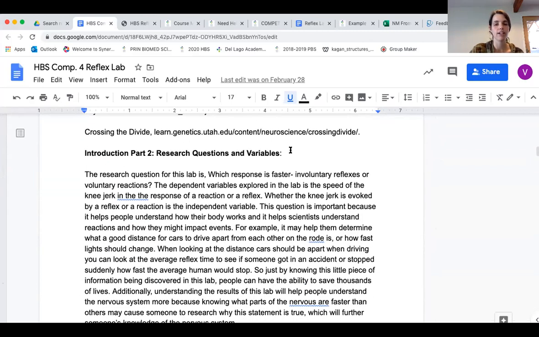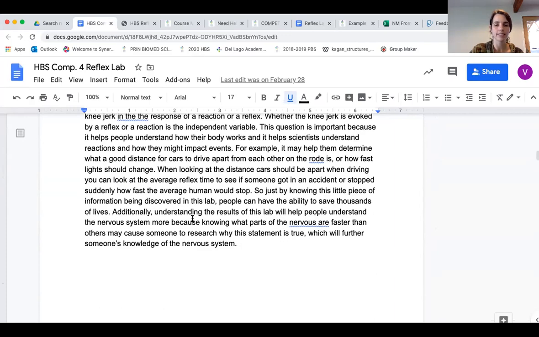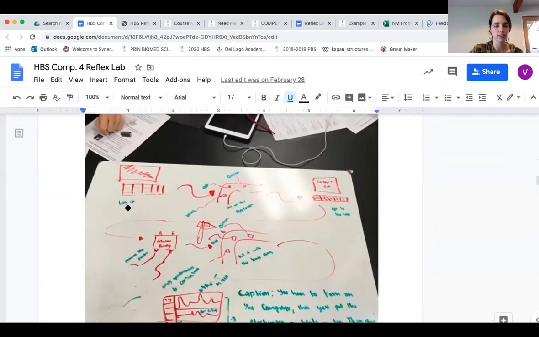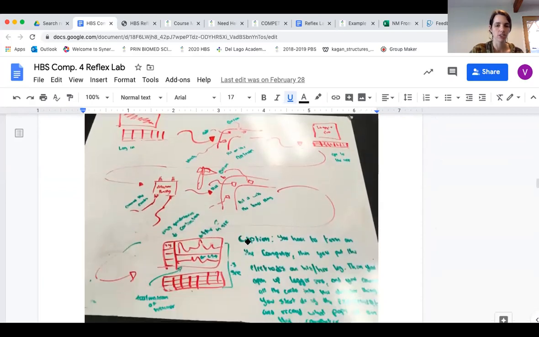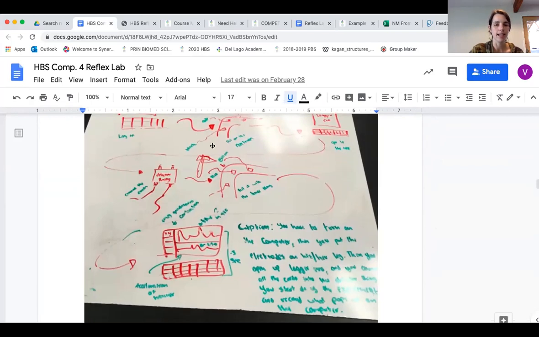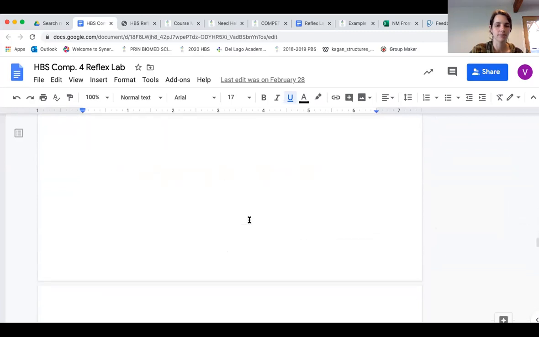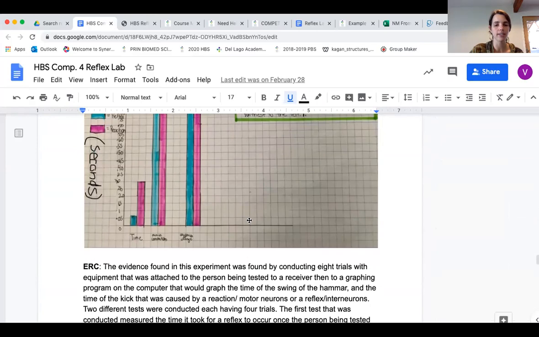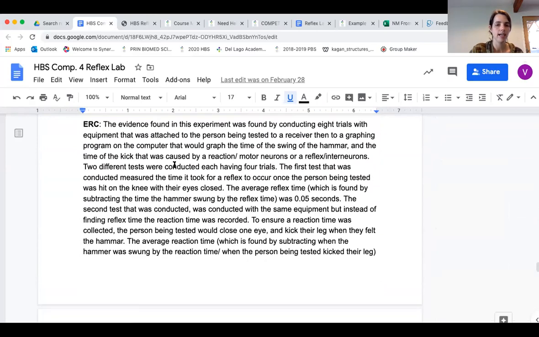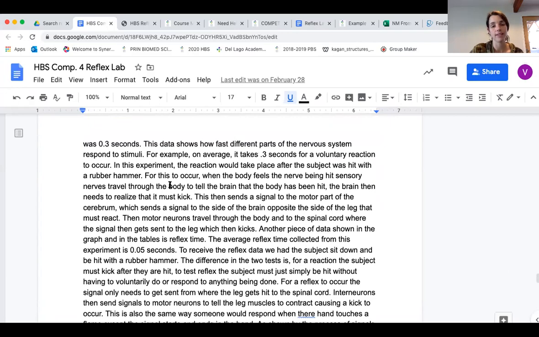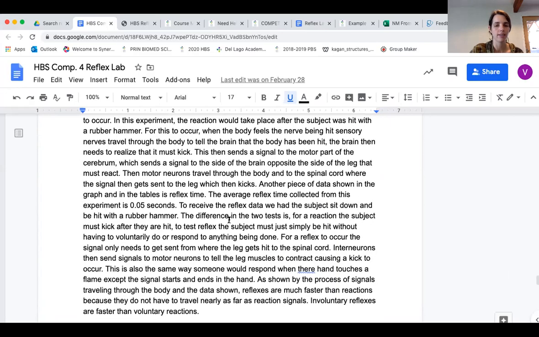Their research question and variables section is written up in sentences, as it should be. This flowgram should have been individual, but they still got partial credit for showing their group's version. You can see the captions, labels, their data tables, their graph. Our graphs look a little different this year. And lastly, their evidence, reasoning, claim. They're explaining the evidence in the data tables, stating the evidence of data tables, explaining what was faster and why, and then writing their claim.